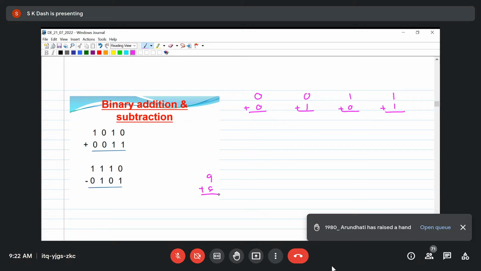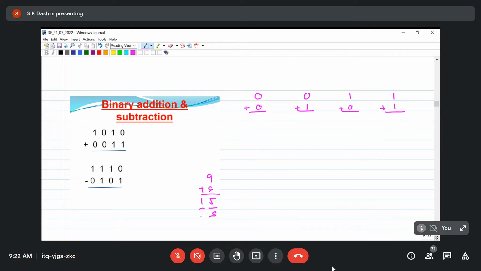15. But you add two one-digit numbers, and you are getting two digits here. So what is this and what is this? This is called sum, and this is called carry. So basically we are getting two outputs. One is sum, one is carry.